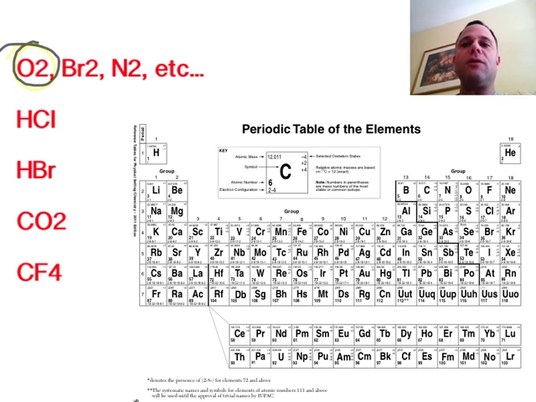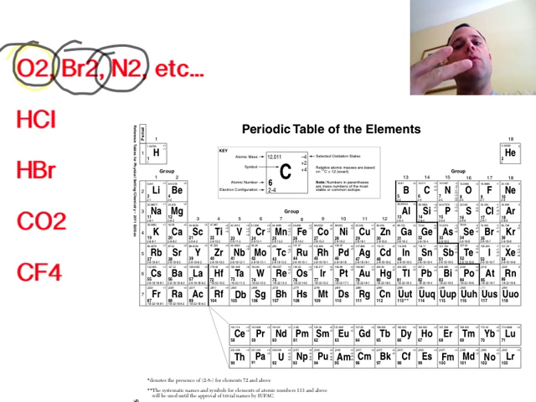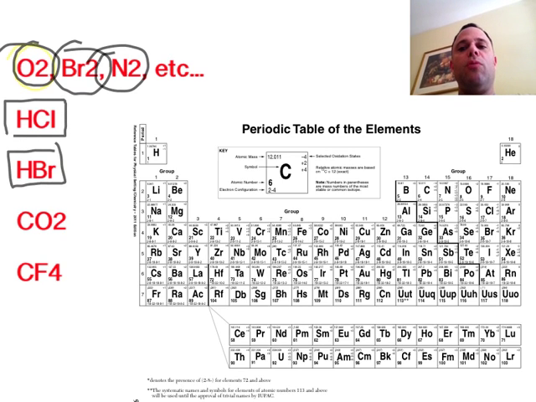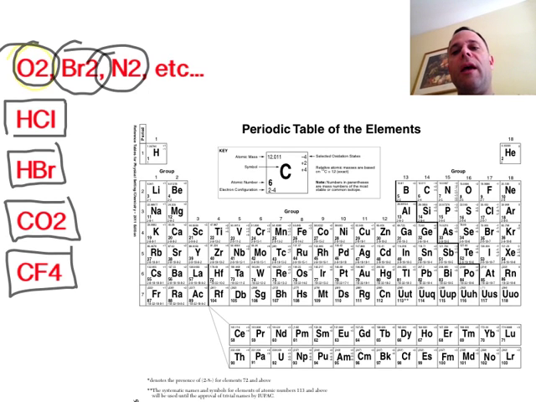We have two oxygens. We have two bromines, two nitrogens. They are not compounds. To be a compound, you have to have two or more different elements bound together. So here we have hydrogen and chlorine, hydrogen and bromine, carbon and oxygen, carbon and fluorine. And to become a covalently bound compound, it has to be nonmetals bound to nonmetals.